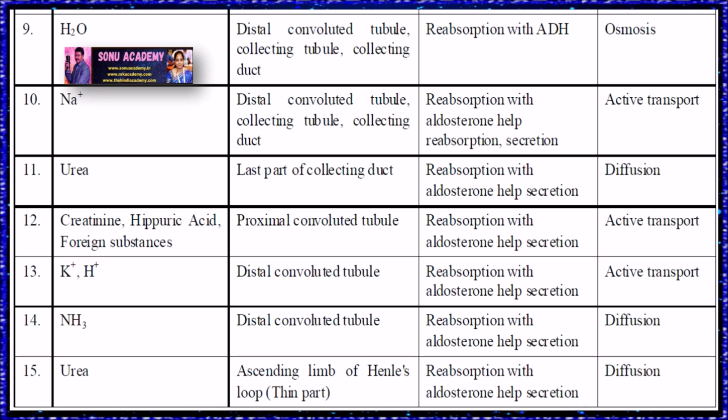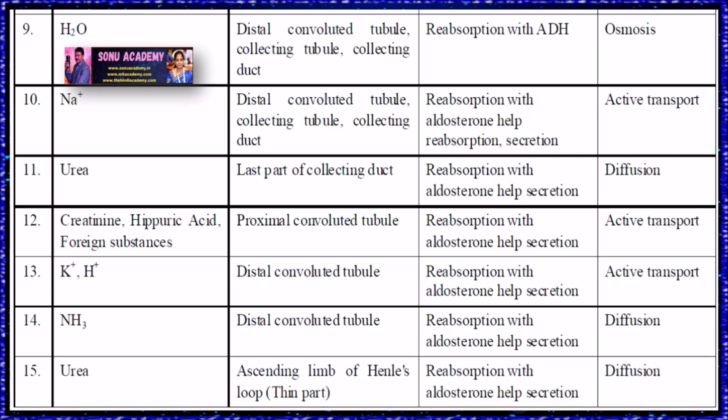Then come to H2O. We can see this in the distal convoluted tubule, collecting duct, etc., and the process involved is reabsorption with ADH and the mechanism is osmosis. Then come to Na+. We can see this in the distal convoluted tubule, collecting duct, collecting tubule, etc. The process involved for Na+ is reabsorption with the help of aldosterone, and the mechanism is active transport.